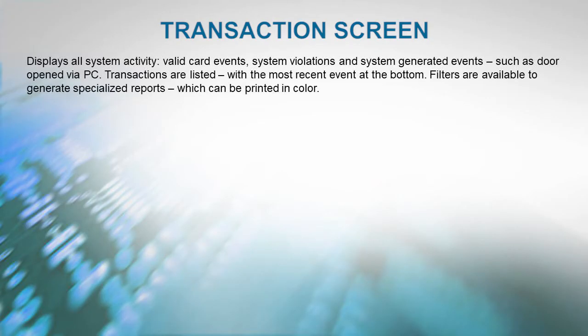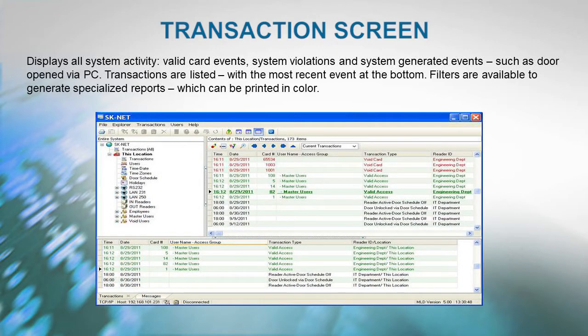The transaction screen displays all system activity, card events that are valid, system violations such as void cards, and system-generated events such as door opened via PC. Transactions are displayed in a list, with the most recent event displayed at the bottom of the screen. Also, there are many different filters available to generate specialized reports which can be printed in color.